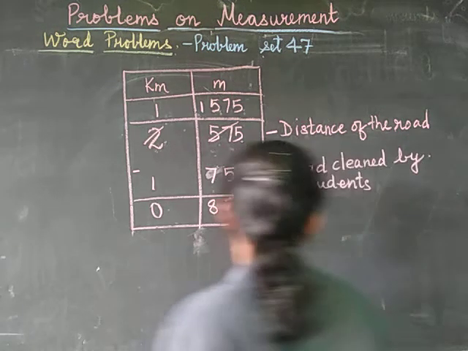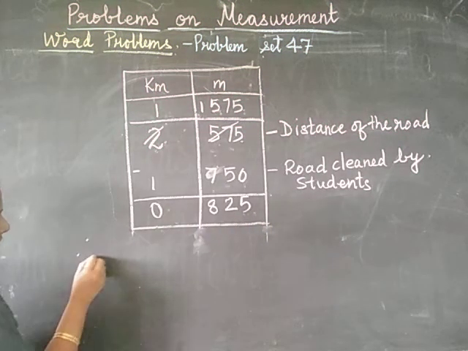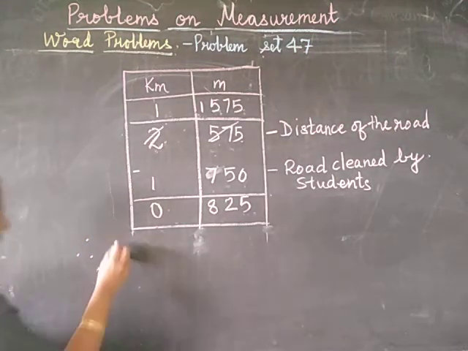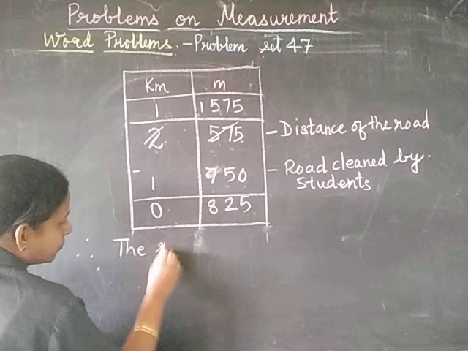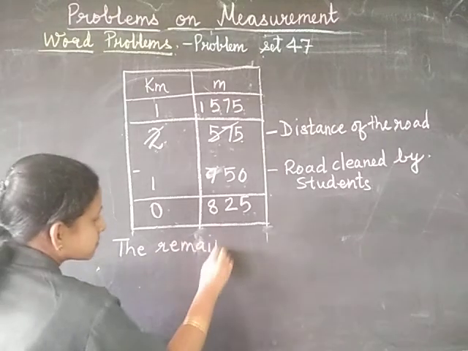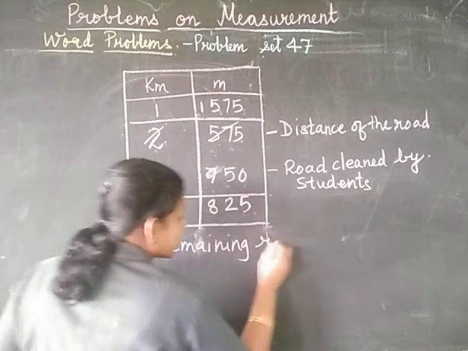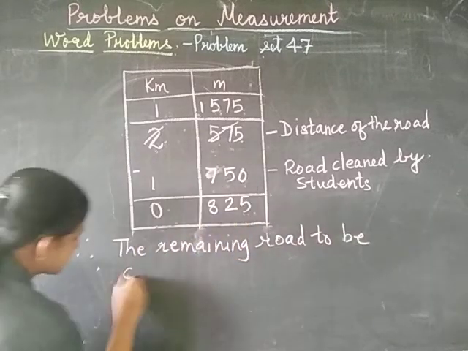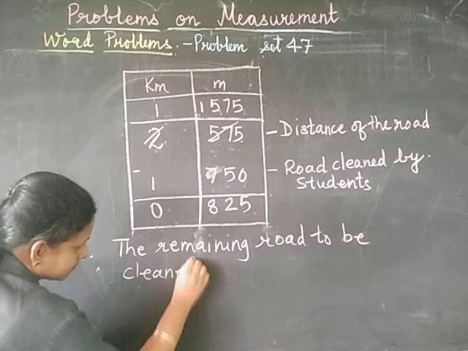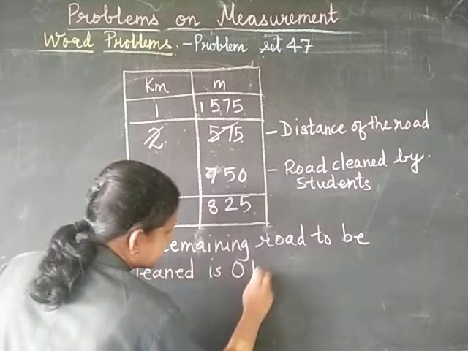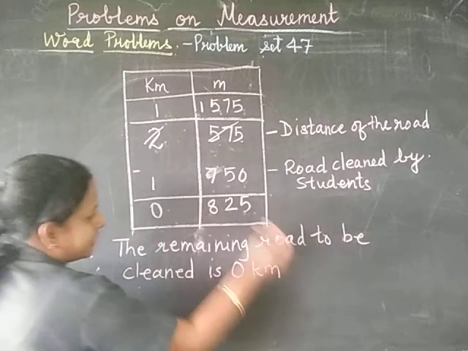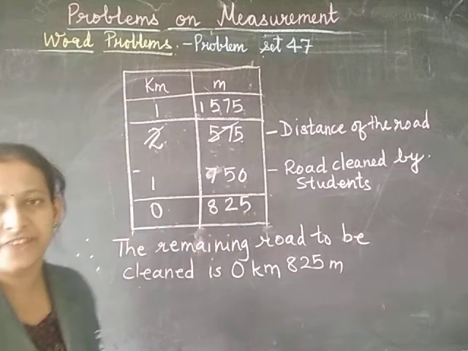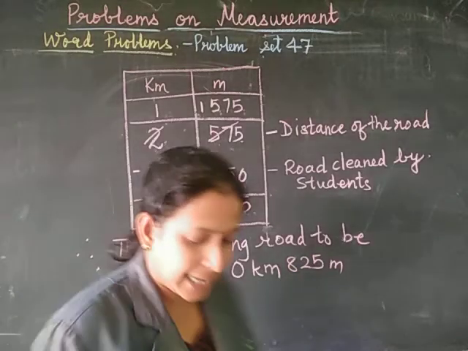So we can write this as, therefore, the remaining road to be cleaned is 0 kilometers 825 meters. So this is the second problem.